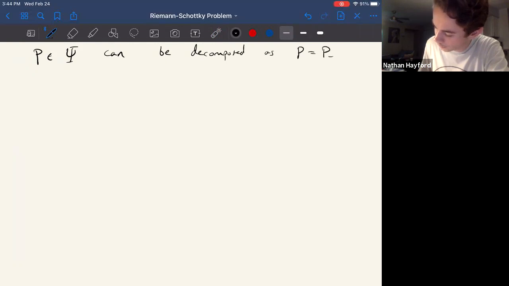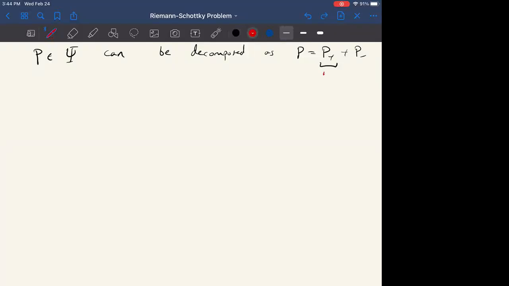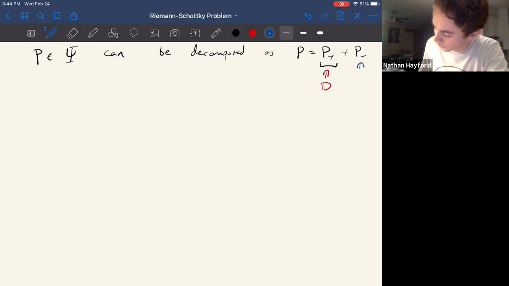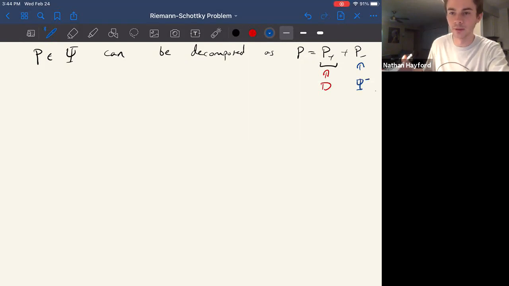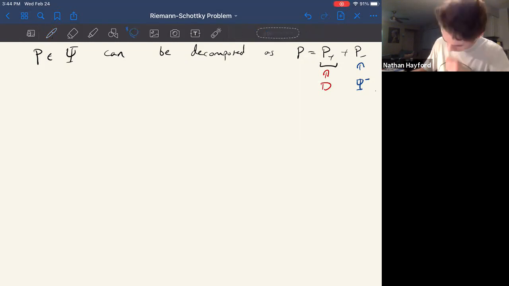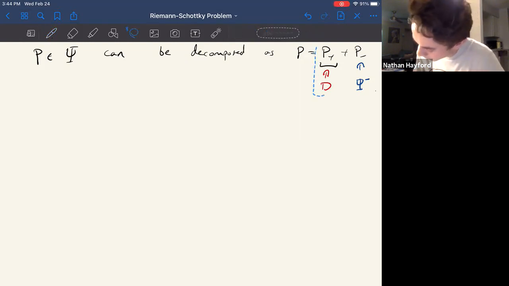P is P plus P minus, where P plus is a purely differential operator. So this lives in D. And P minus is a purely pseudo-differential operator. This lives in psi minus. So it only has coefficients in this D and X function. So of course, if I have a particular operator P, I can consider its projection into the space of purely differential operators.